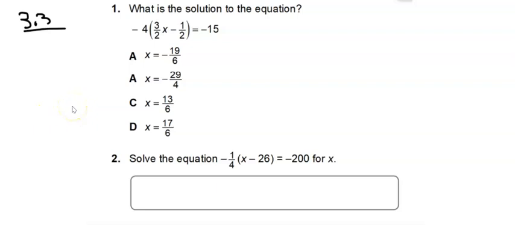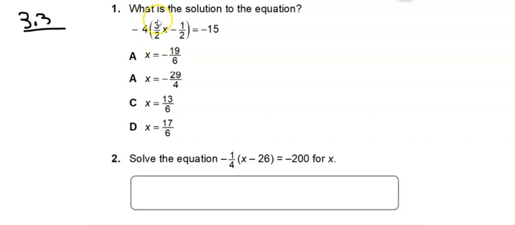Alex, what is the solution to the equation? -4 times 3 over 2x, times minus 1/2 equals -15. Good. Let's read that one more time, please.